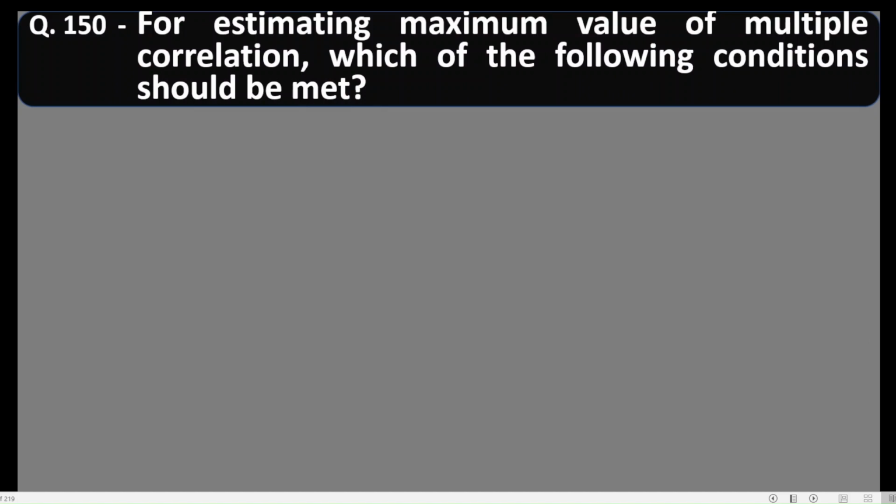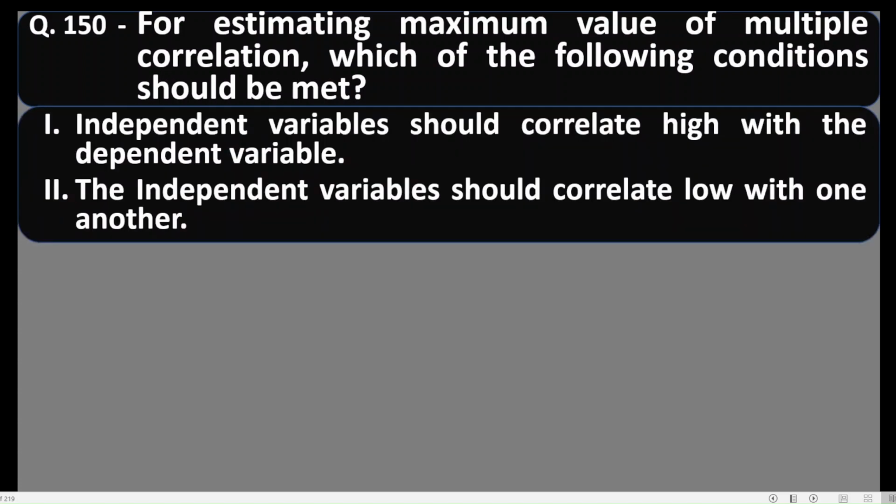Question 150. For estimating the maximum value of multiple correlation, which of the following conditions should be met? Multiple correlation. We have to have the maximum value of multiple correlation. Then which conditions should be met? Condition number 1: independent variables should correlate high with the dependent variable. And number 2: the independent variables should correlate low with one another.